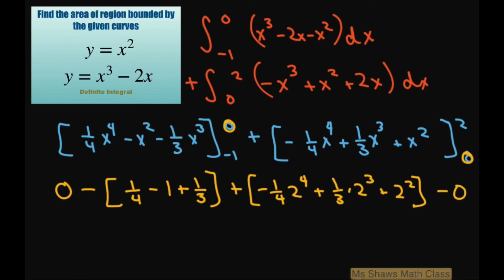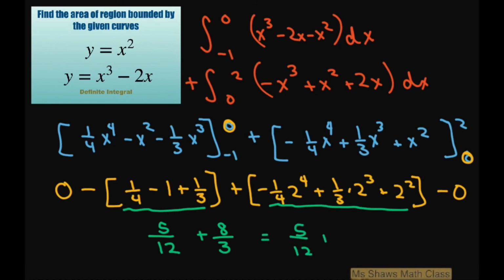All right, simplifying this, for the first piece we'll get 5/12. And then for this one, we're going to get plus 8/3. So this would be 5/12, and you get a 12 here, so that would be 32. So that's going to give you 37 divided by 12.